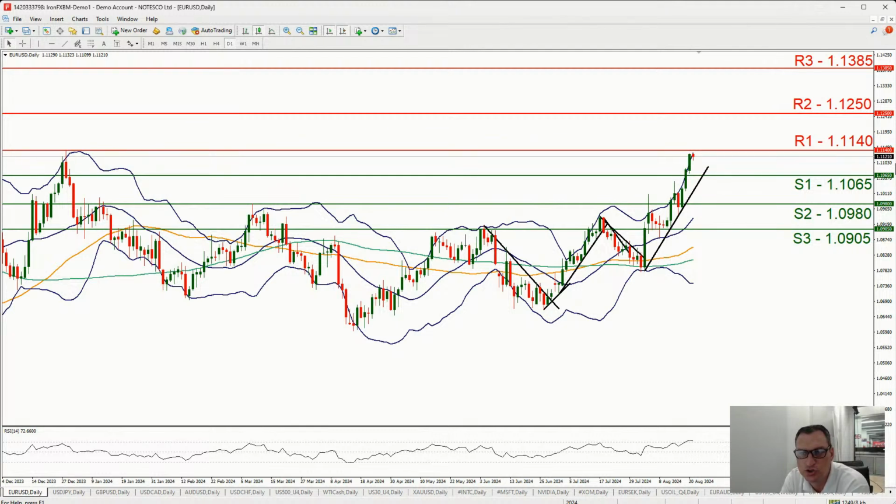And should such a notion surface, then we may see a correction lower. Similar signals, if you prefer, we're getting also by the fact that the price action was able to breach above the upper Bollinger Band yesterday. And I think that's one of the reasons why the price action is correcting slightly lower during today's Asian session.